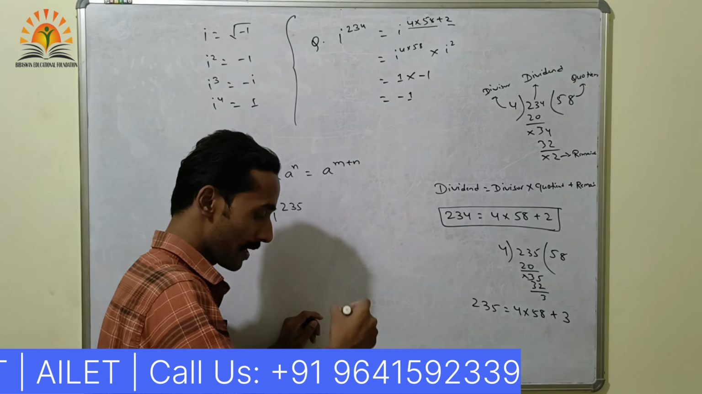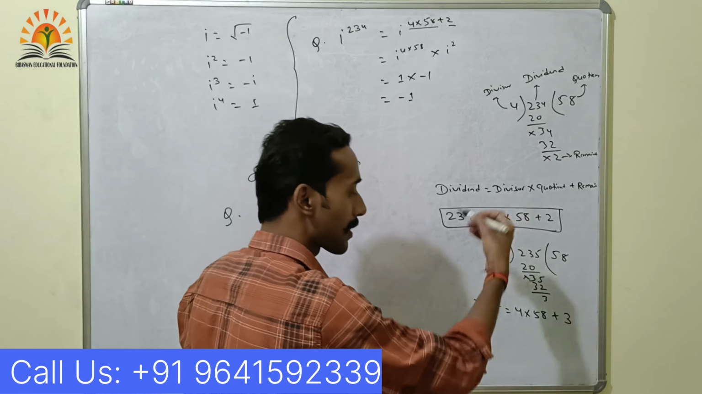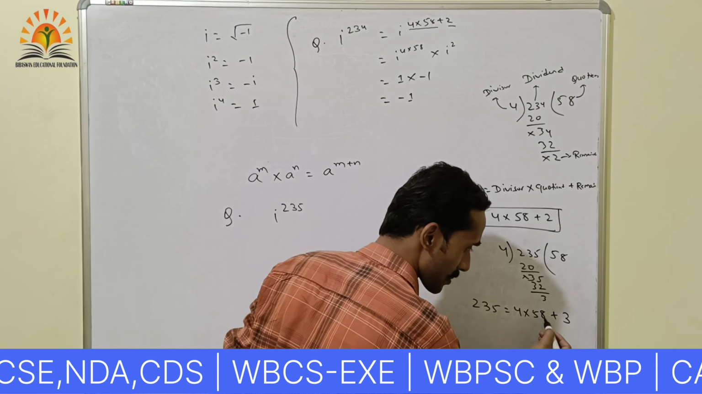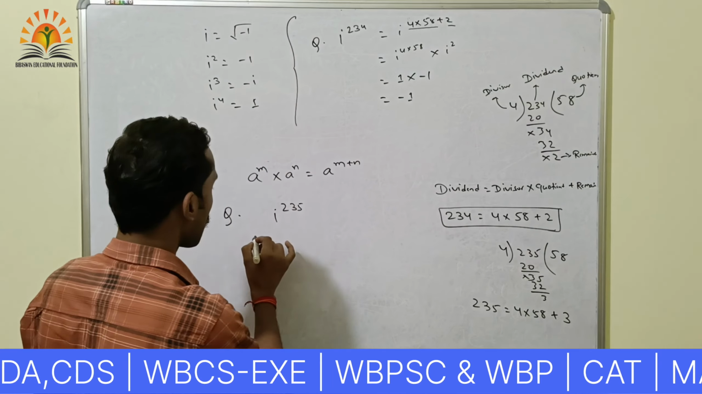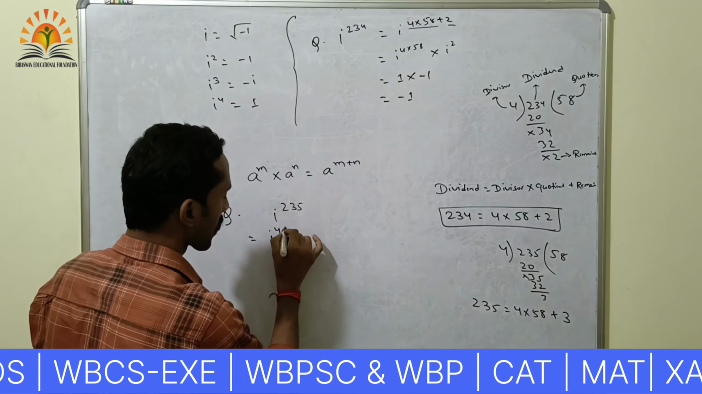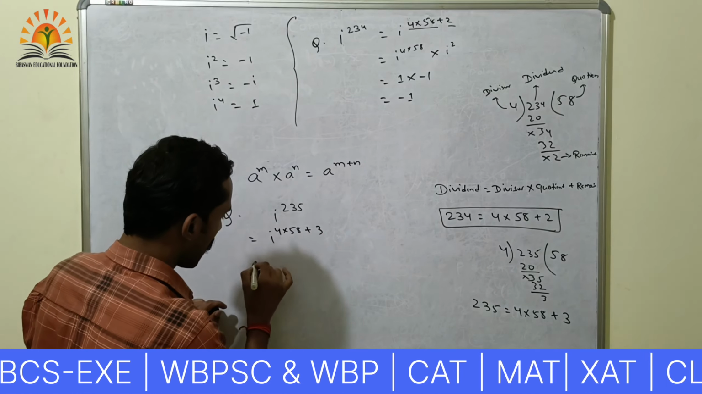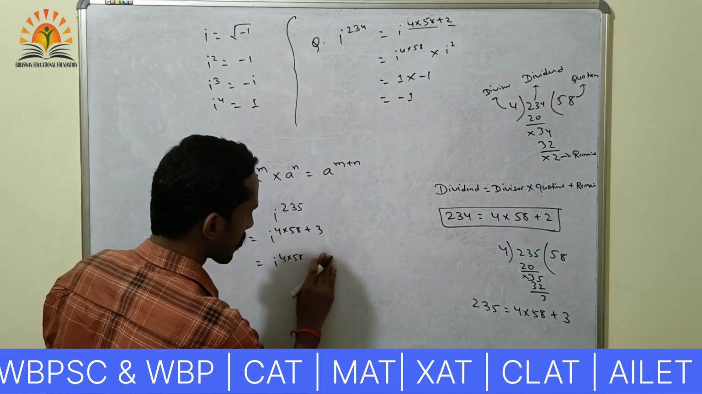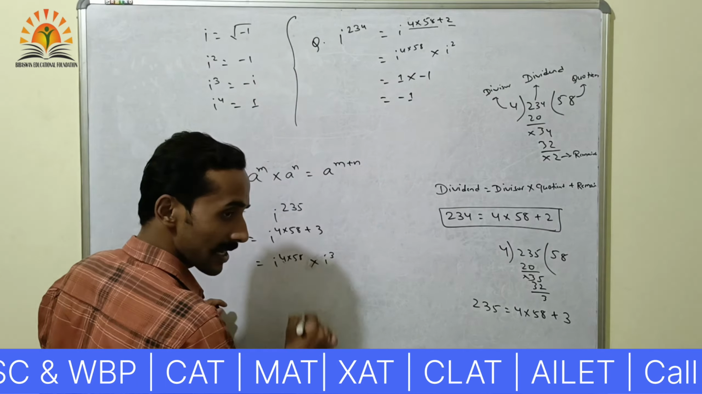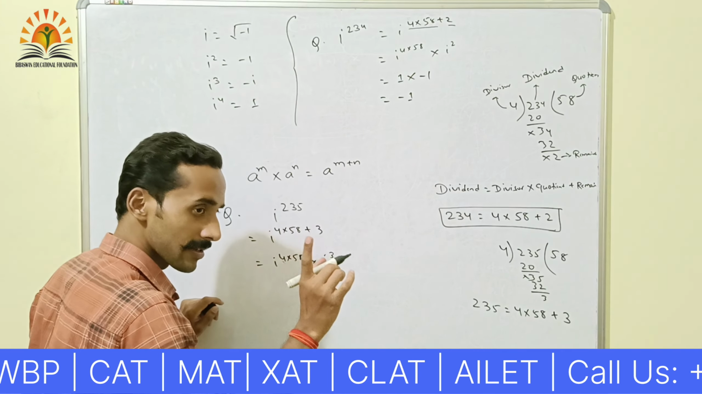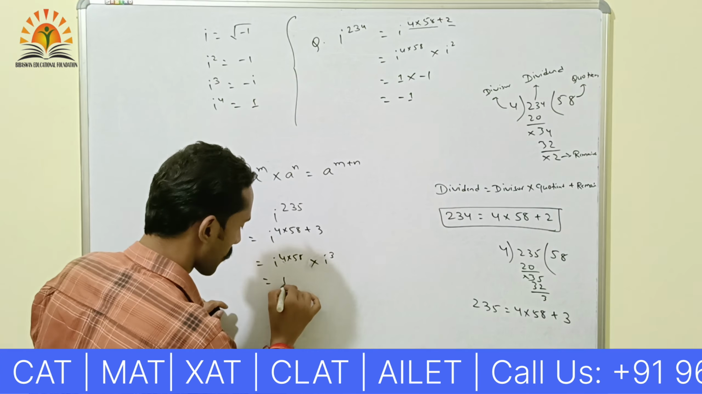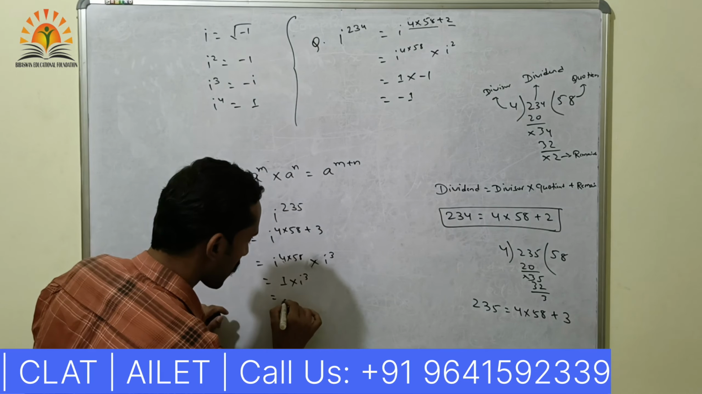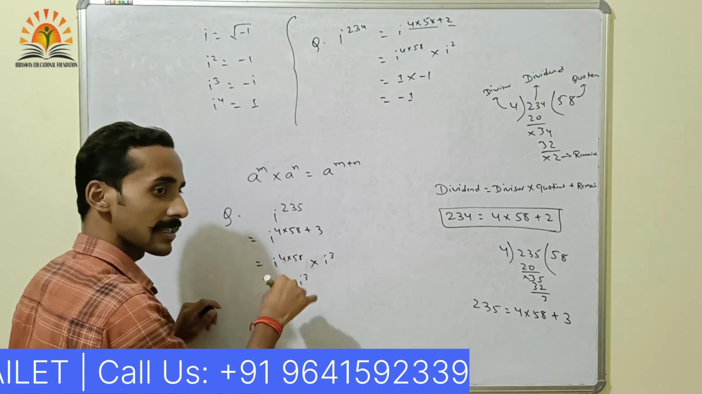Mathematics is like singing. In singing, you have to make a tune. So in mathematics also, you have to make a tune. What? Dividend is equal to divisor times quotient plus remainder. Now you can write this number as iota to the power 4 multiplied by 58 plus 3. That gives the result iota to the power 4 multiplied by 58, multiplied by iota cube. This gives the result 1, and iota cube, what is the answer of iota cube? Minus iota. Understood? The answer is minus iota.